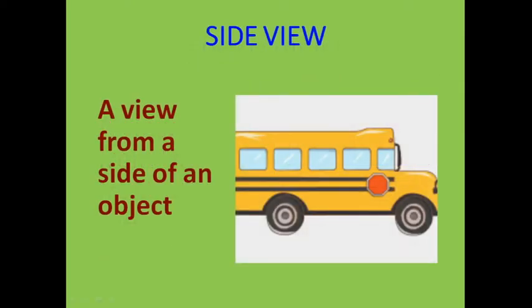Next, the side view. A view from the side of an object, the side posture, is called the side view. The look at the object from the side is called the side view of an object. There are three views: top view, front view, and side view. The diagram shows the side view of a school bus.